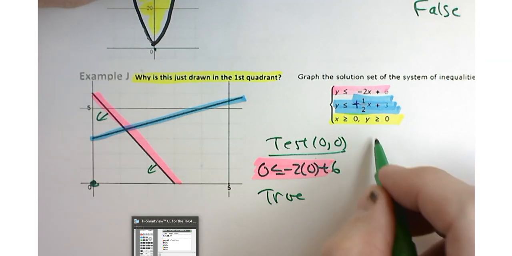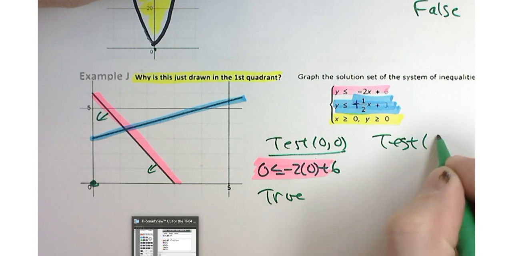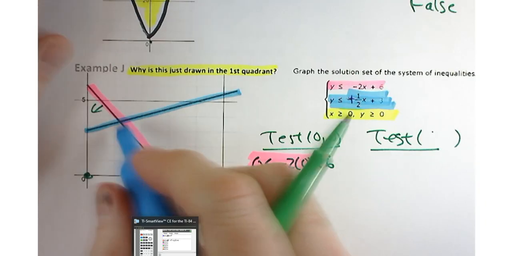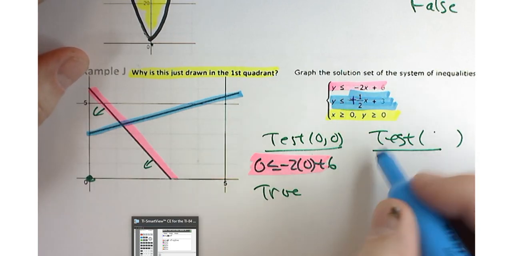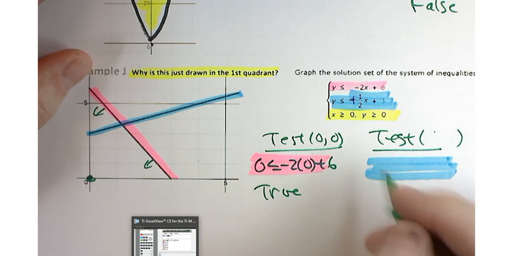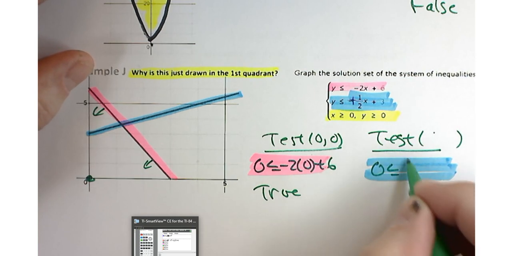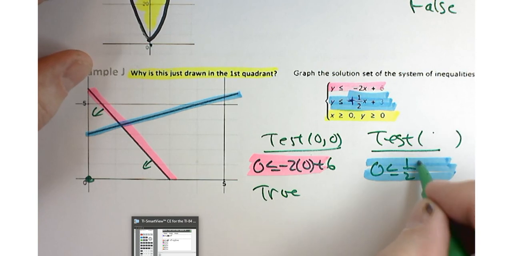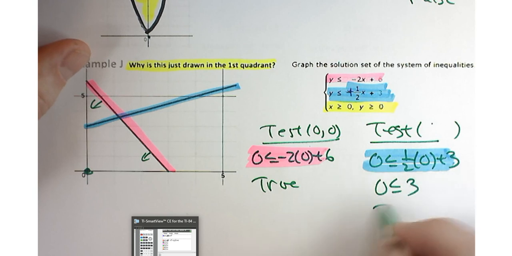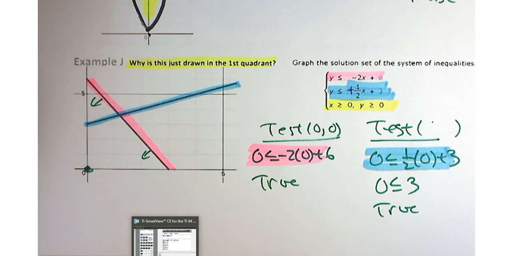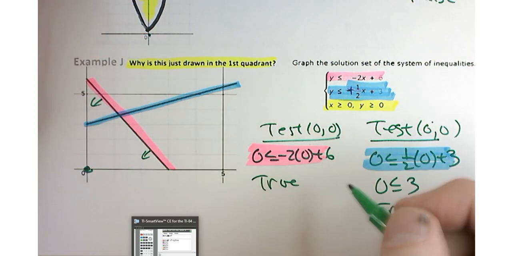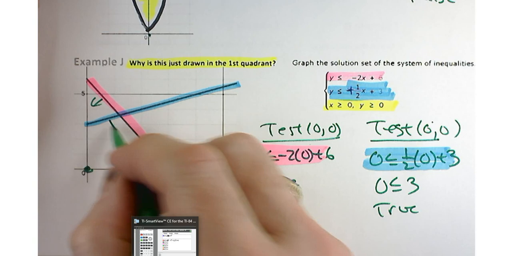Let's try our other one. Can I use 0, 0 again? Yeah, 0, 0 is not on that line, so we're okay to use that one again. So is 0 less than or equal to 1/2 of 0 plus 3? 0 less than or equal to 3? Yeah, that's true. So where am I going to shade now? Below.